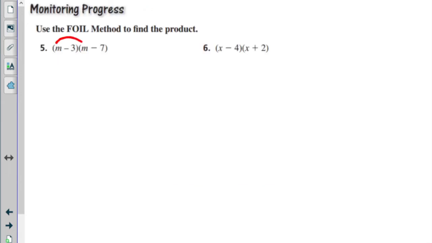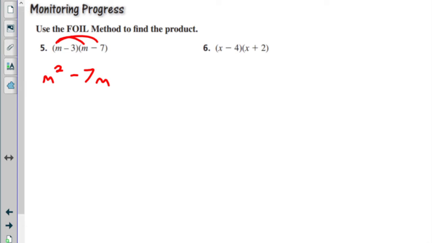So we're going to start by distributing our m. I'm going to go much quicker today because people seem generally solid on these. So we're going to distribute our m. We have m times m is m squared. Right? M times m is going to be m squared. Talked about that yesterday. We have m times a negative 7 is a negative 7m. So that's our first and our outside.